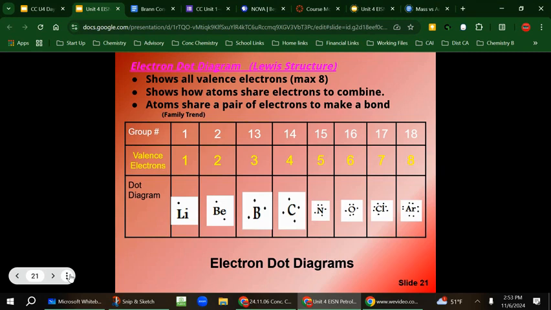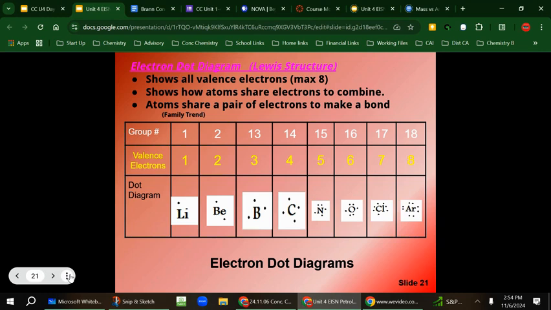Now, this is just showing you something. Remember when we talked about valence electrons? And the valence electrons led to a charge on an atom. If you lose 1 valence electron, you're a +1. If you lose 2, you're a +2. If you lose 3, you're a +3. Well, it can also be shown as dots around the atom, and those dots represent those valence electrons.